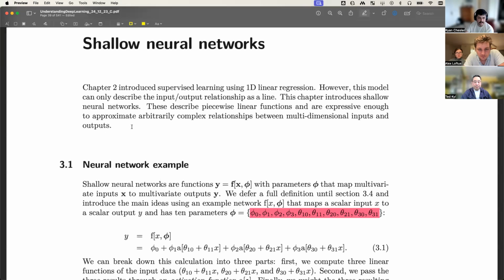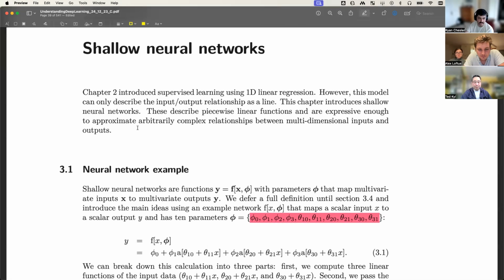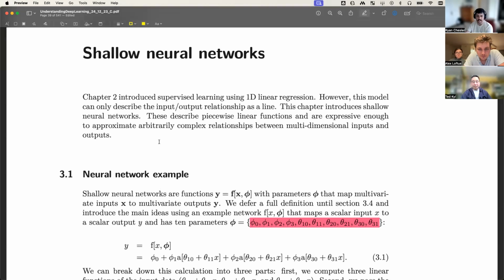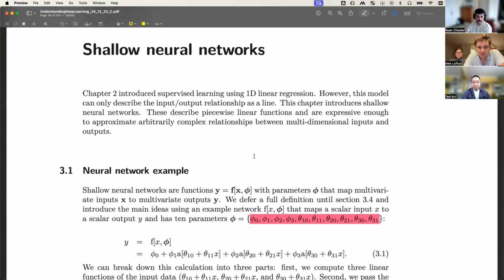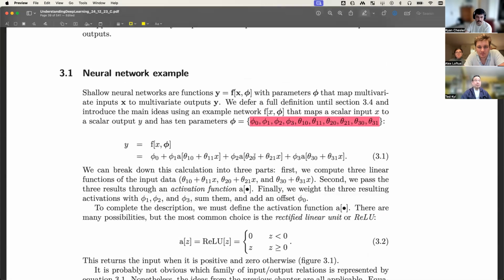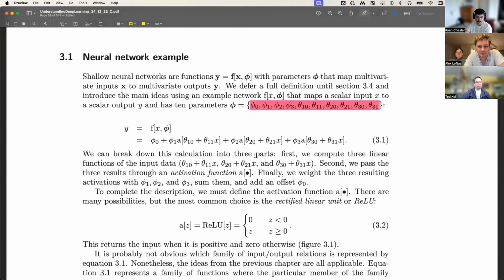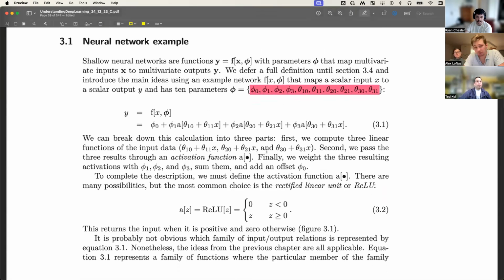Welcome, everyone. So this is our second week reading Understanding Deep Learning. Last week we talked about linear regression, and this week we are looking at shallow neural networks. The chapter starts off defining what a neural network is in math terms. So they show the various parameters, and we'll look at this in more detail.